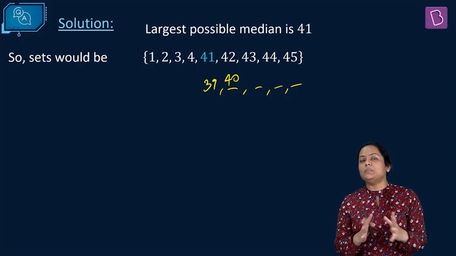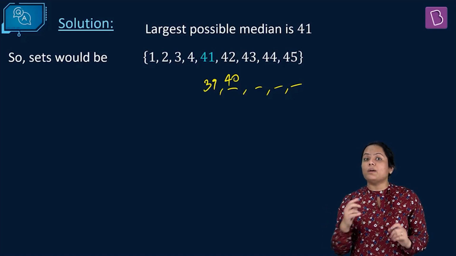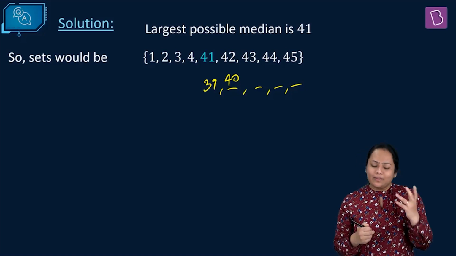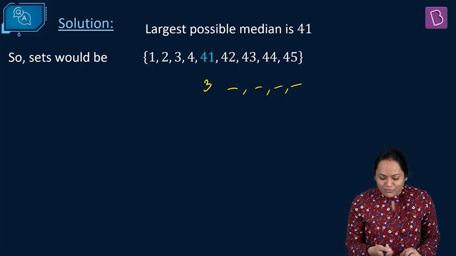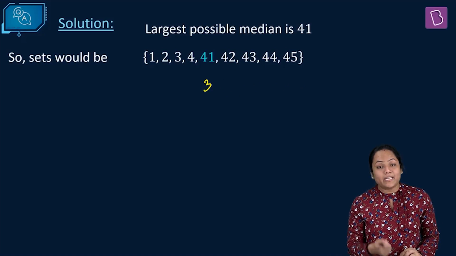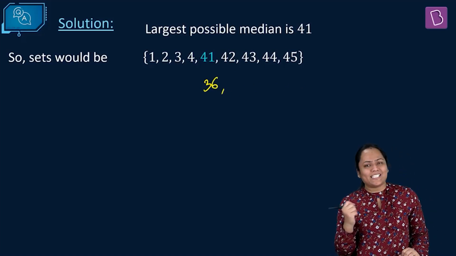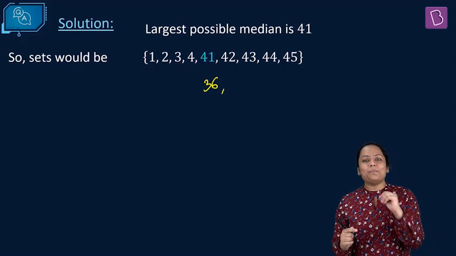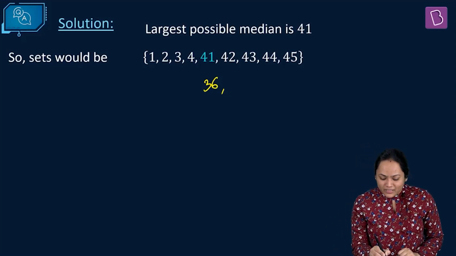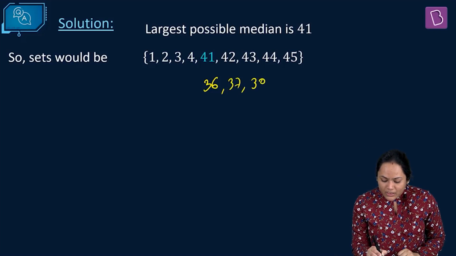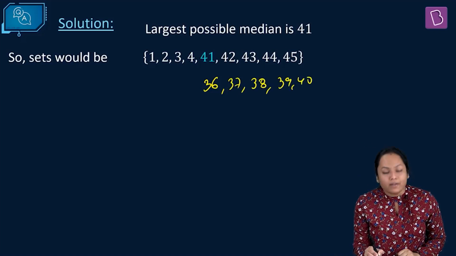What is the possible median such that I have four numbers greater than that? Well, I guess you must have got the answer. My possible median for the next set will be 36. That's correct, because I have four numbers greater than 36, isn't it? The numbers are 37, 38, 39, and 40.